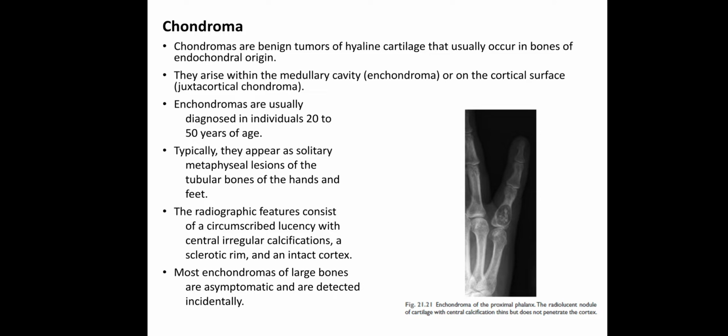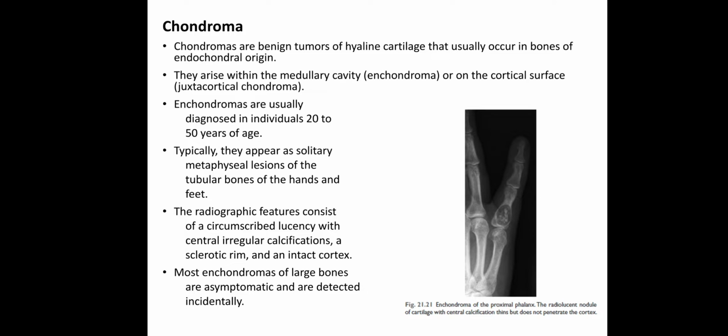ليش تبين شفافة؟ لأن هي متكونة من الكارتلج with central calcification. تلاحظون هاي النقاط البيضاء اللي موجودة in the area هي عبارة عن calcification but does not penetrate the cortex. Okay. The radiographic feature consists of circumscribed lucency. lucency يعني اسوداد أو شفافية بالأشعة with a central irregular calcification اللي موجودة عندكم وشرحناها.